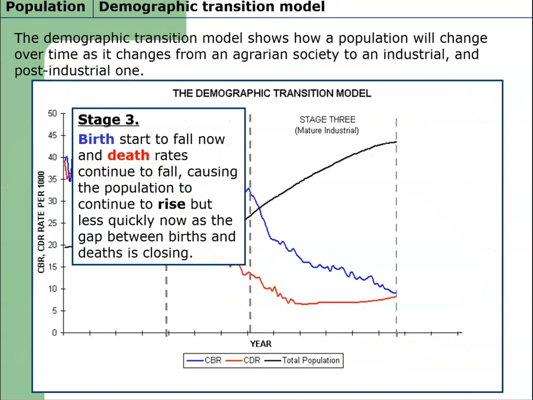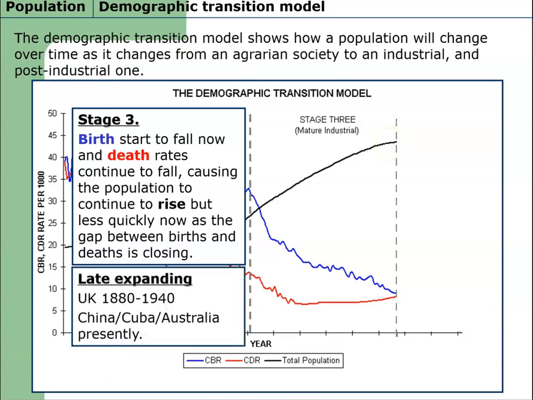Here we discuss stage 3. Birth rates start to fall now, and death rates continue to fall, causing the population to continue to rise, but less quickly now as the gap between births and deaths is closing. So this is how population grows in this stage. Examples include China, Cuba, Australia presently, and the UK between 1880 and 1940.